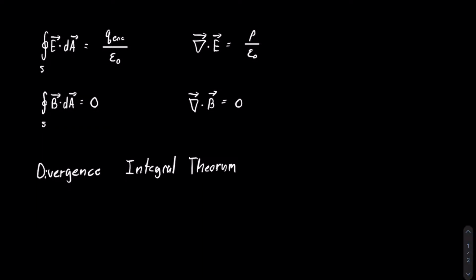Before we start talking about the divergence integral theorem, there's one very important word in this phrase, and it is divergence. To know what exactly is divergence and why is it so important. Divergence is a property of vector fields. A vector field is just a field where every point in space is associated with some vector.